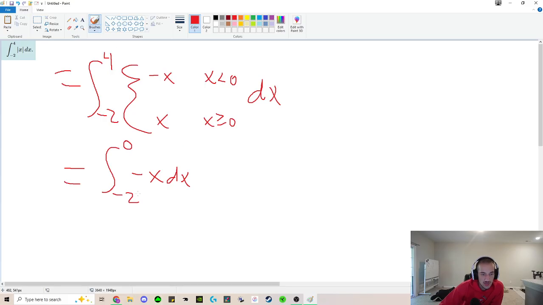So here, what do we do? Integral from -2 to 0 of -x dx, and then we add plus the integral from 0 to 4 of x dx. And now this is very simple. So maybe I'll leave this as an exercise, because it's very easy to finish.